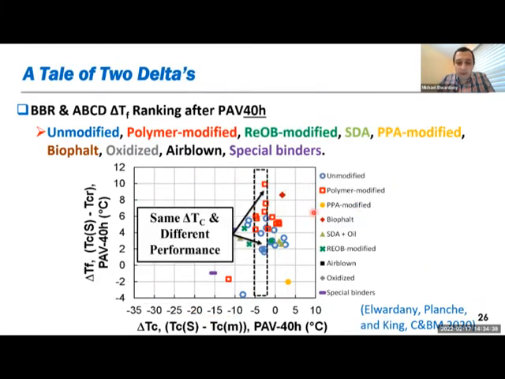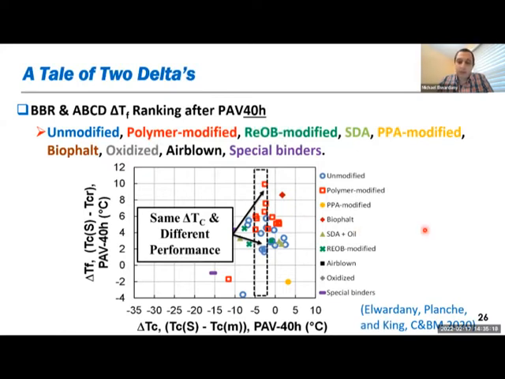Now, the point here is that if you only use the delta TC parameter, all these binders in this narrow window have the same delta TC, minus 2.5 here on this line. But using delta TF, you can differentiate between borderline delta TC values, because they have polymer modification in them, or because they are lower quality binders that are unmodified but have critical delta TC values. So you can differentiate between binders with the same delta TC value if you use delta TF.